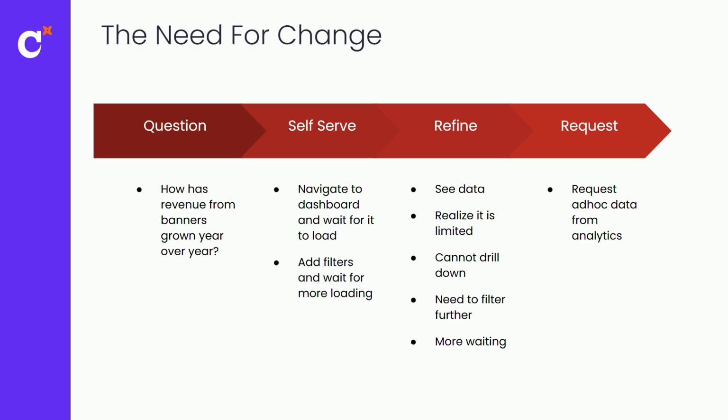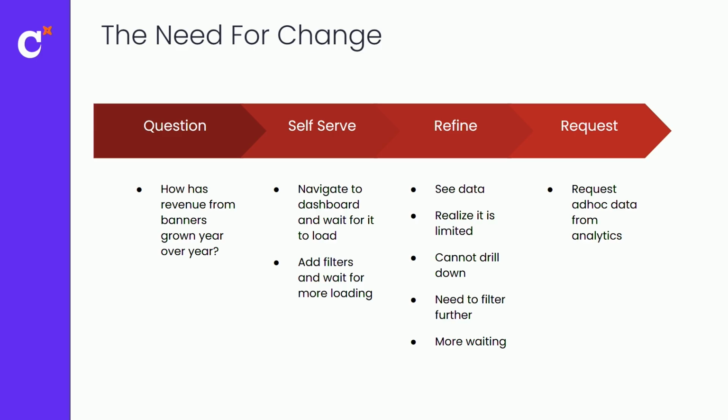So, kind of getting into how this affected an end user, how this would affect a fundraiser. Let's say I am that fundraiser, and I'd want to know how revenue from the banner program has grown year over year. Well, I know there's a dashboard I can navigate to that has year over year views, filters I can apply. I navigate to that dashboard, I'm waiting for it to load. I'm probably waiting 3 minutes if it's built on that transactional data. I get there, I see all the data, I add my filters, I wait for more loading just to see that banner data.